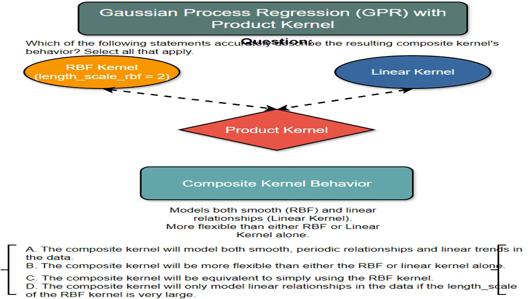This statement sets up the entire problem. We're using scikit-learn's Gaussian process regression, GPR, with a special type of kernel called a product kernel. This special kernel combines two simpler kernels, a radial basis function, RBF, kernel and a linear kernel. The goal is to understand how this combination impacts the model's behavior.